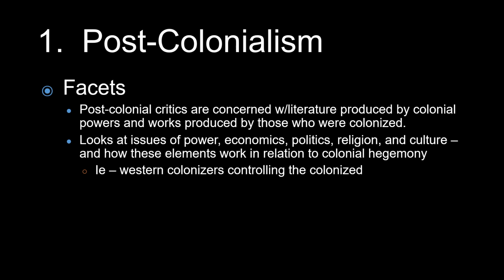You're also going to be looking at how power, economics, politics, religion, and culture, how those elements work in relation to a colonial hegemony. Now, a colonial hegemony, for those of you who don't know, is simply a total society. Colonial hegemony is just total power over a society. Western colonizers control the colonized. For example, the Belgians went into the Congo, they took control of the Congo. They used not only physical force, but they also introduced monetary factors to hold over the people. They introduced religion in order to control the people. And they also deified Western religion and Western culture, and therefore made African religion and African culture seem tribal and primitive by comparison. These are all methods of control.